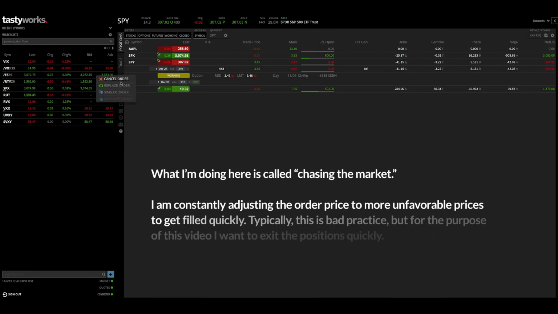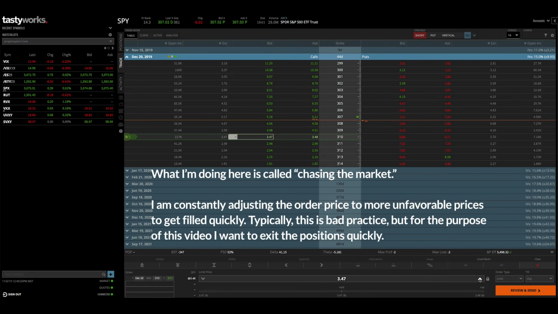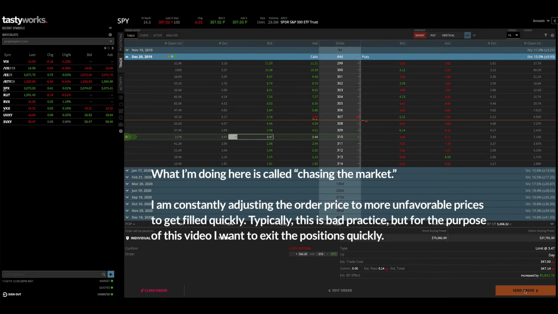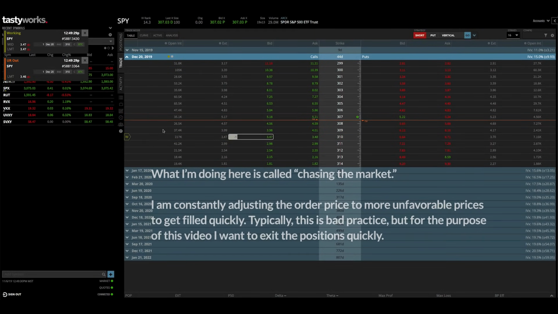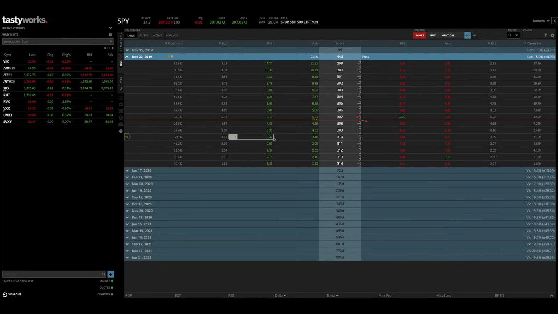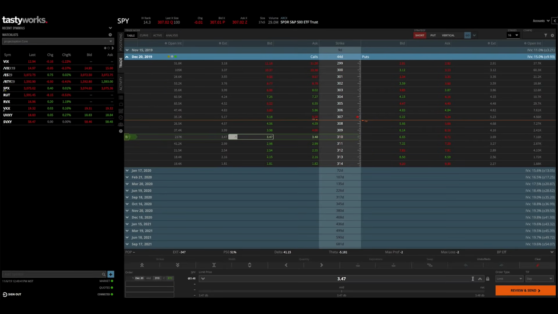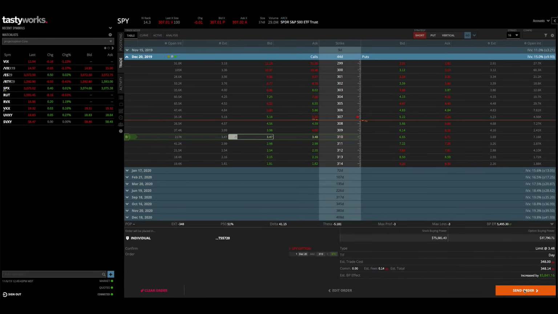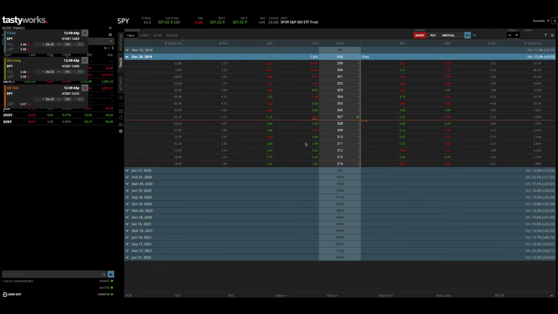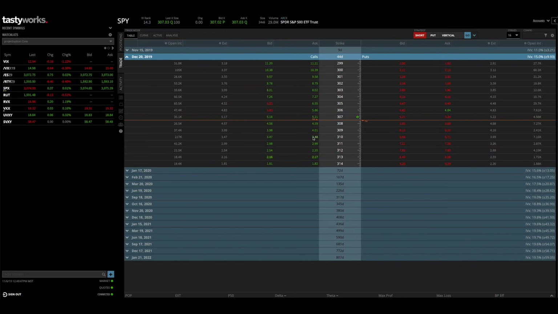So I'm going to do that one more time and change it to $3.47, see if I can get filled. And I'm not yet filled because this price is steadily increasing incrementally against me. So it's making it hard for me to get filled on this trade. So I'm going to do that one more time. Go to $3.48, hit review and send order. And now I've gotten out of that trade because that was the asking price.